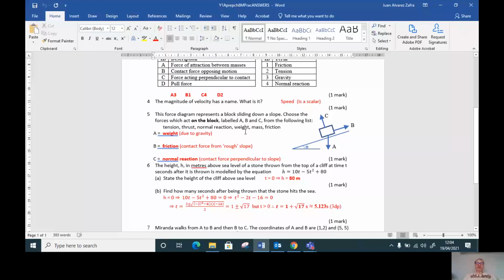If we're looking at forces on the block. If we're looking at forces on the slope, then the slope would feel a normal contact force from the block, but it would be in the opposite direction.